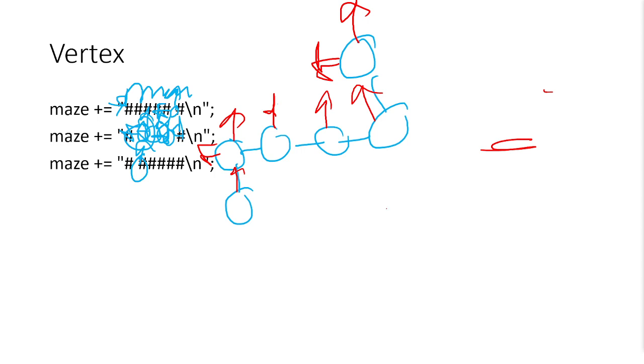Now, a simple thing that you're going to be doing is the weights here. You're using Dijkstra's algorithm. What would the weights be in this case? Well, each one will have a weight of 1. 1, 1, 1, 1, 1.